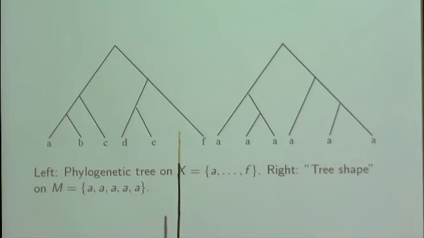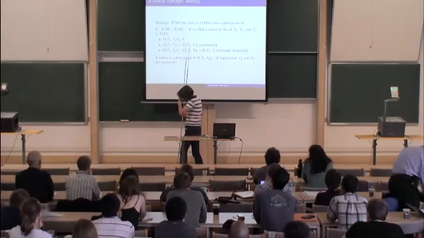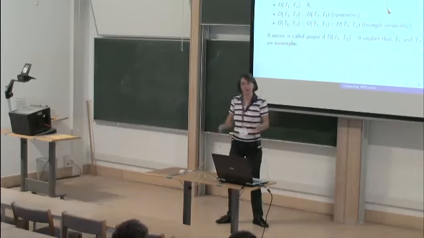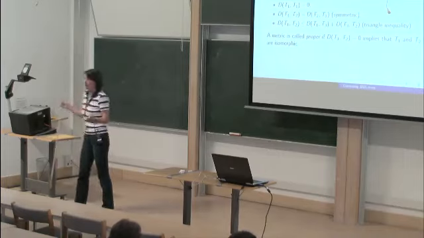Although I realize that some of you might find this rather boring, I just wanted to remind you of the definition of a metric. So I have a class of mole trees with leaf set M being a multiset. Then a metric is just a map from Tm cross Tm into the real numbers. We assume them to be non-negative, so that the distance between any two mole trees is 0 if the mole trees are the same. My distance is symmetric, and I have the triangle inequality. Now we call a metric proper if the distance between mole trees being 0 implies that my two mole trees T1 and T2 are isomorphic, with isomorphism between mole trees being defined in the obvious way.